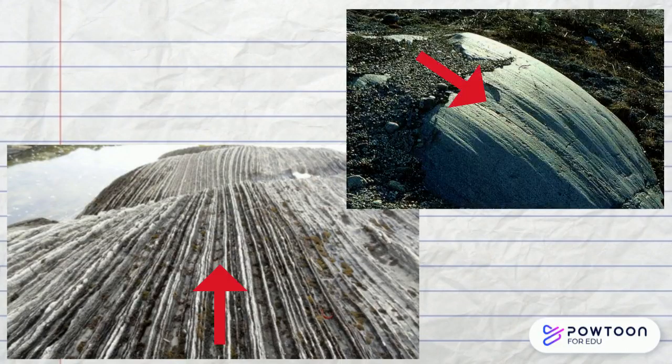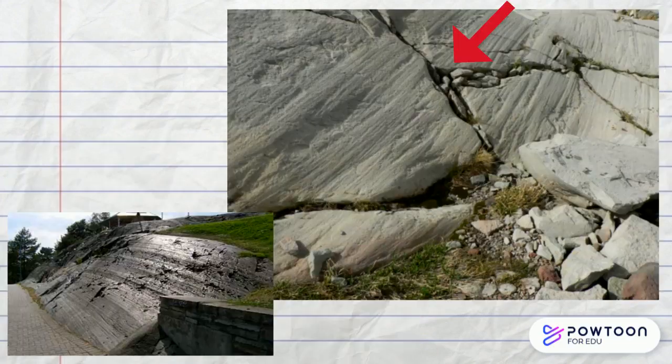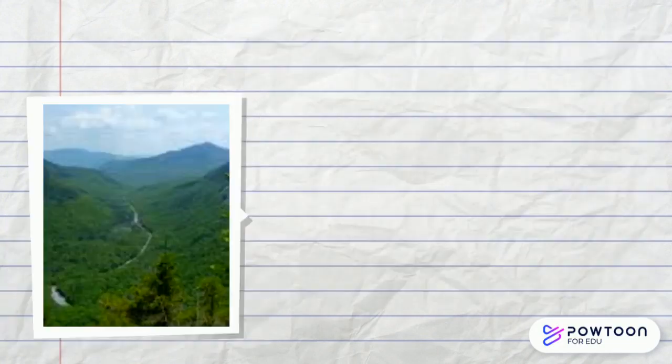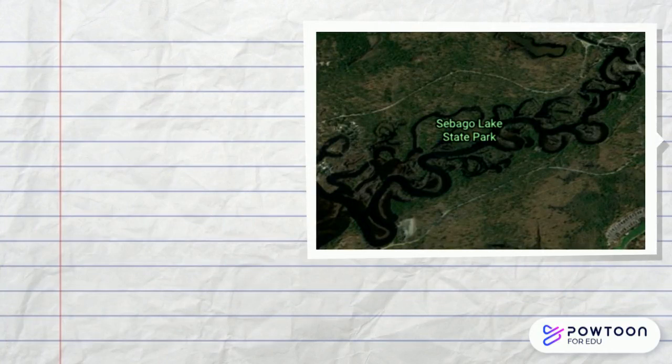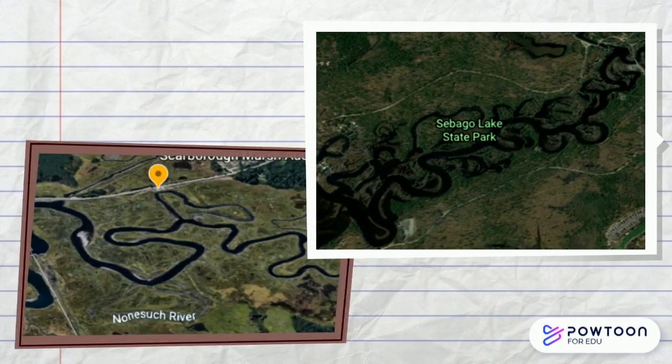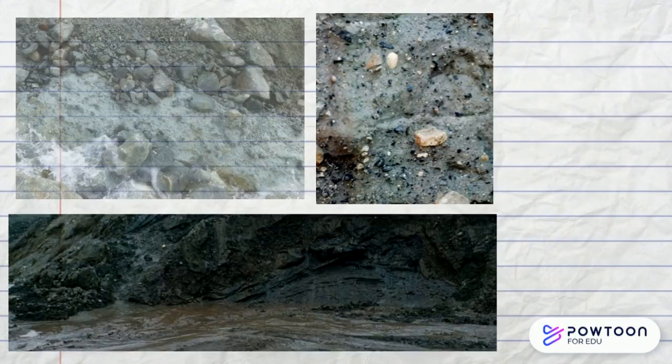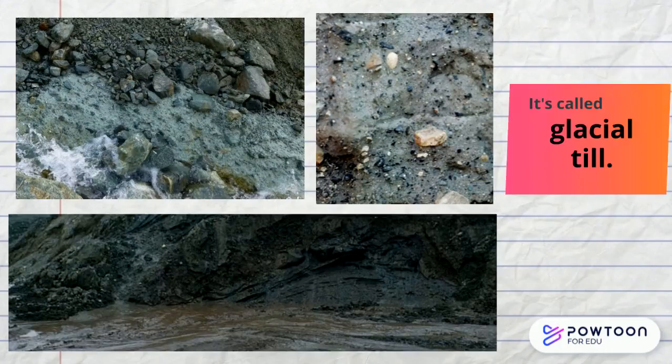By looking at the scrapes along boulders and rocks, scientists are able to tell the direction the glaciers were moving. There are many landforms that were created by the glaciers, including Songo River and Beach, Sebago Lake, and Scarborough Marsh. About 10,000 years ago, the last glacier moved northward, leaving clay and gravel behind.